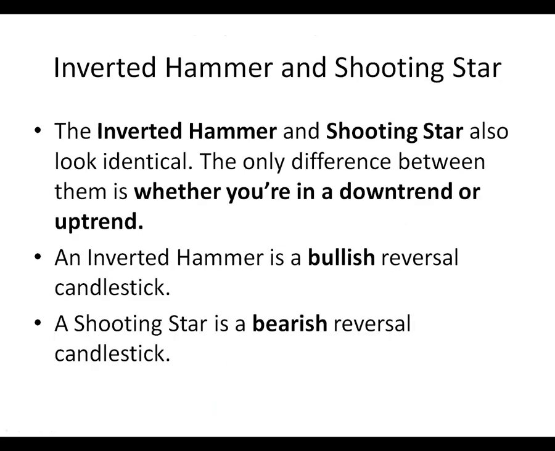Let's go to the other one, the inverted hammer and then the shooting star, so that we end this video quickly. We are done with the hammer and then the hanging man. We are looking at the inverted hammer and then the shooting star. We are saying here that the inverted hammer and shooting star also look identical. The only difference between them is whether you are in a downtrend or an uptrend. An inverted hammer is a bullish reversal candlestick. A shooting star is a bearish reversal candlestick.